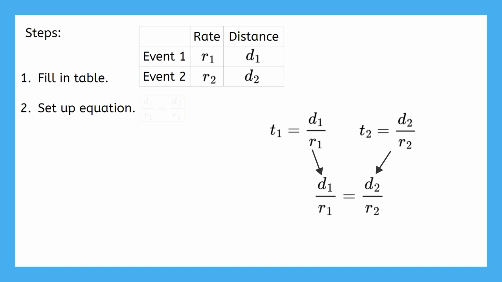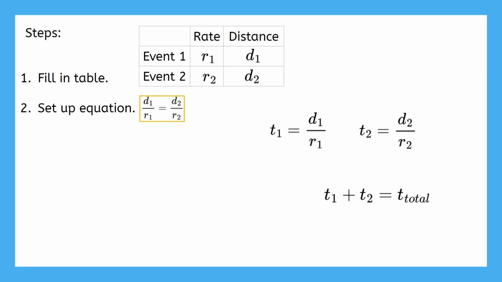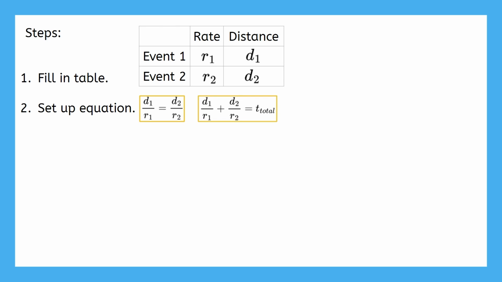This is where our first equation comes from, and there will be one other option that we can use in our problems. If you see that the 2 times from the events add together to equal a total time, we'll use this, but we can replace t1 with d1 over r1 and t2 with d2 over r2. This is where our second equation comes from. These will be our 2 options for equations when we start solving scenarios.